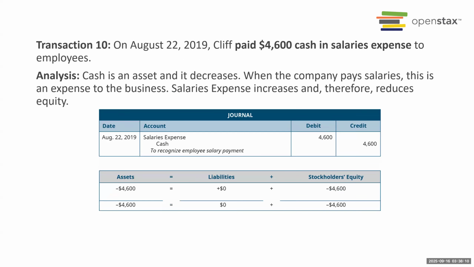Cliff paid $4,600 in cash for salaries. Salary expense is debited $4,600 and cash is credited $4,600. Assets decrease $4,600 and stockholders' equity decreases $4,600.